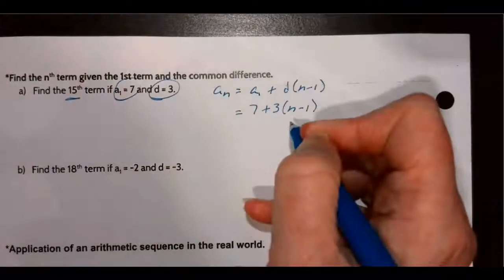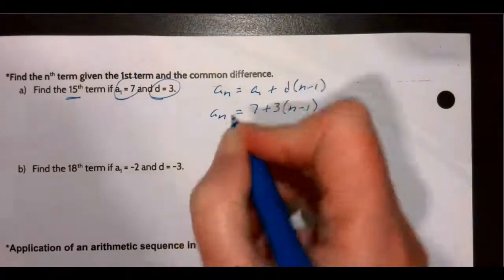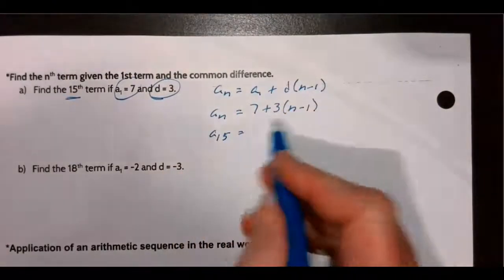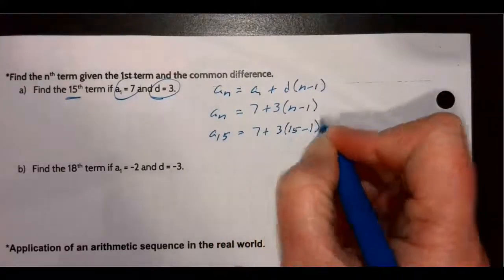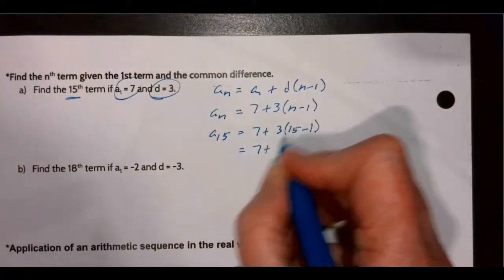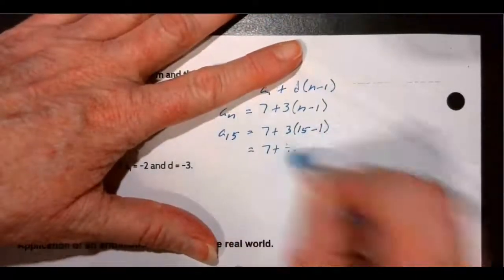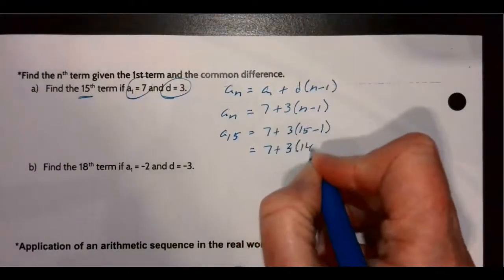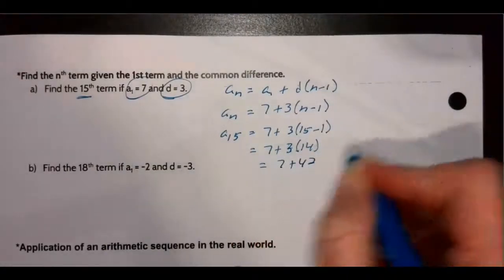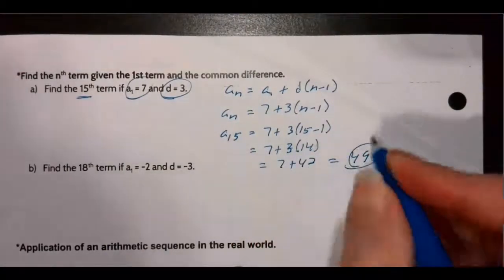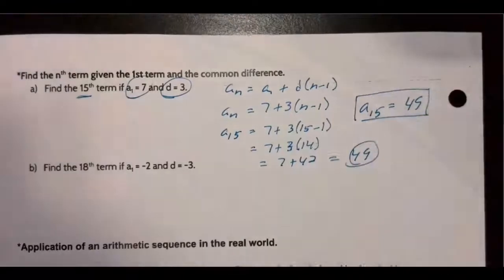Okay, now on this, I can simplify it, or I could just go from right here. Well, they want a sub 15, so I could simplify this, or I could just plug it in. So 7 plus 3 times 15 minus 1. Use your order of operations, it'll be easier. 3 times 14, okay, I still have to use a calculator. So I get 7 plus 42, which is 49. Okay, so what that tells us is that a sub 15, the 15th term, is 49. That's what that means.